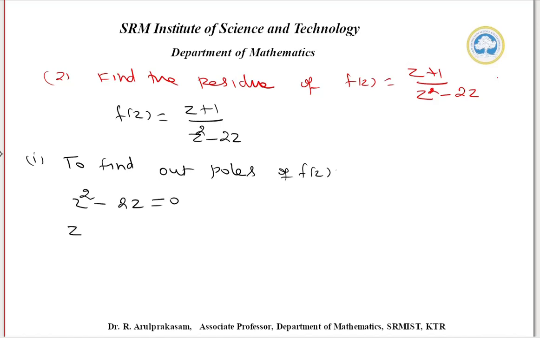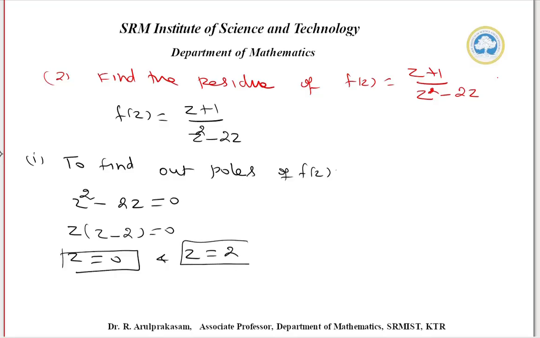Taking z common outside, z(z − 2) = 0. I get z = 0 and z = 2. I have two poles or singular points, two simple poles. So what is the order? My order is always 1. Therefore, here z = 0 and z = 2 are simple poles.